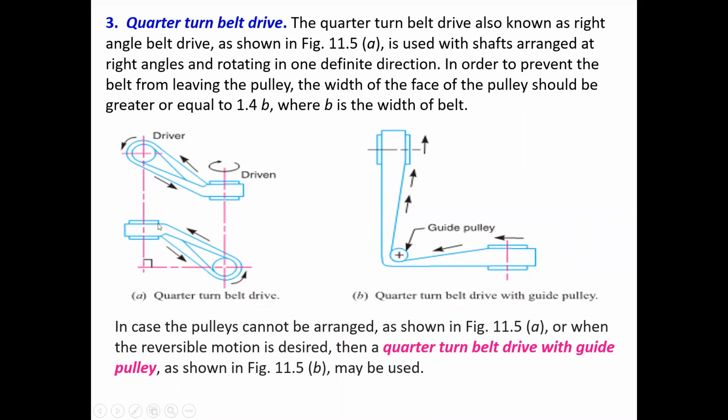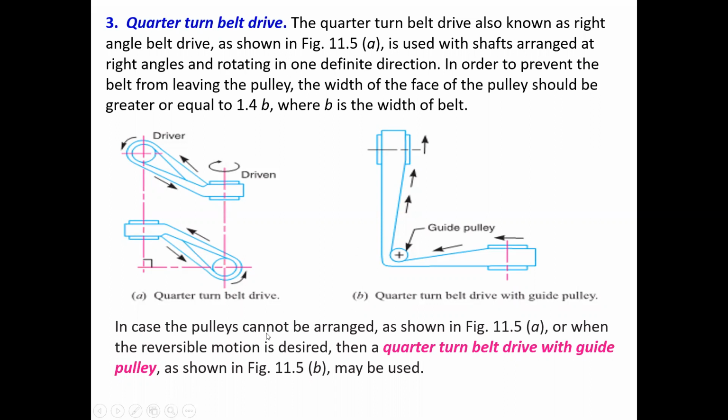So this is also there. So another way is this one. There are two ways of transmitting the motion. In this, that is the right angle. What is the motion transmitted? That is the right angle type. Right angle belt drive is there, where the motion is transmitted at a right angle. So the type of belt drive is called the quarter turn belt drive.